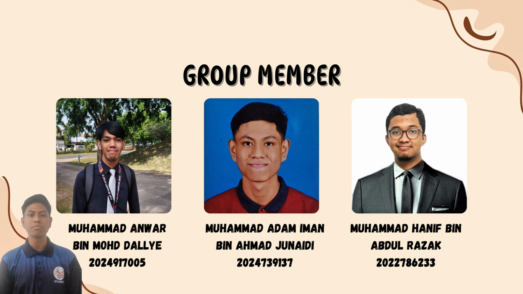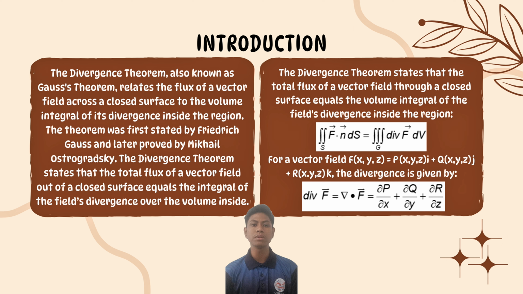For the introduction, the divergence theorem, also known as Gauss theorem, relates the flux of a vector field across a closed surface to the volume integral of its divergence inside the region. The theorem was first stated by Friedrich Gauss and later proved by Mikhail Ostrogradsky. The divergence theorem states that the total flux of a vector field out of a closed surface equals the integral of the field divergence over the volume inside.